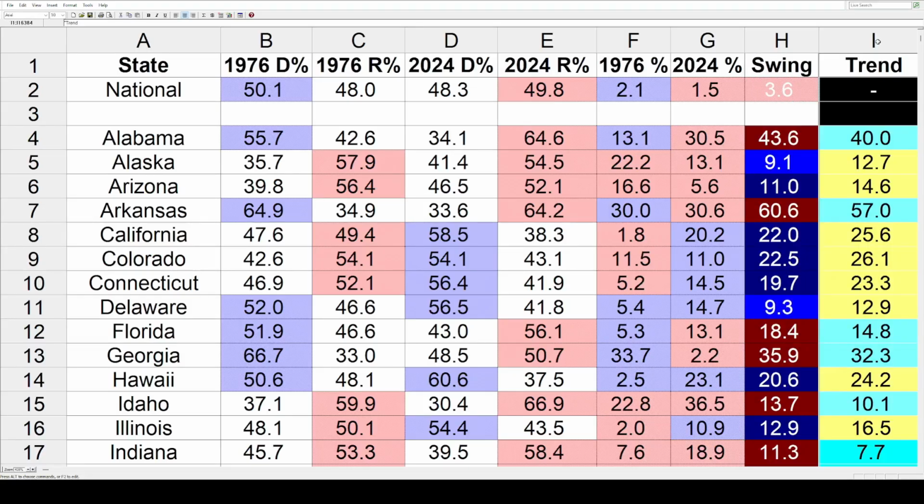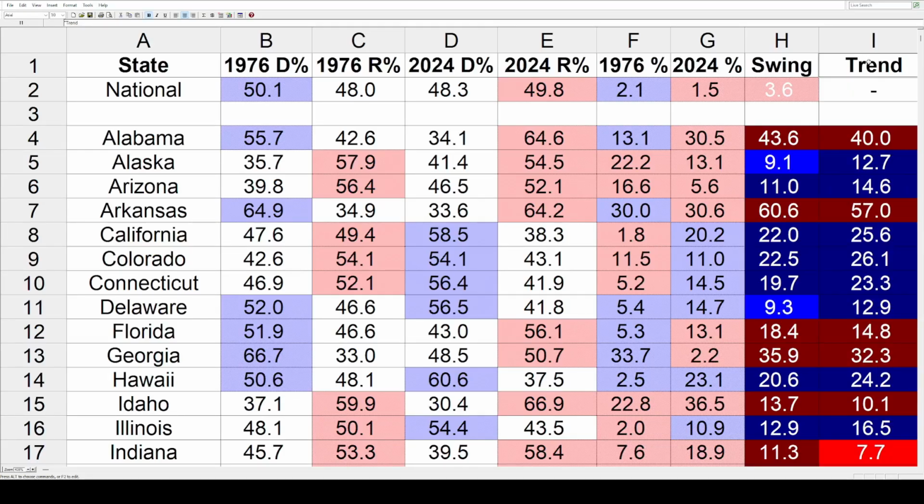This is going to compare the swing in each individual state to the nation as a whole. That'll give us the trend, or how much each state moved relative to how much the entire country moved. And there's also shading in this column. The darkest colors are 10 or more points. The lightest colors are under 5%. So first we've got to get our baseline.